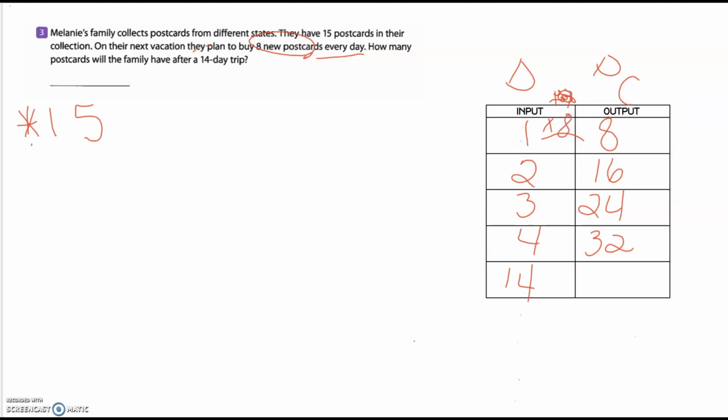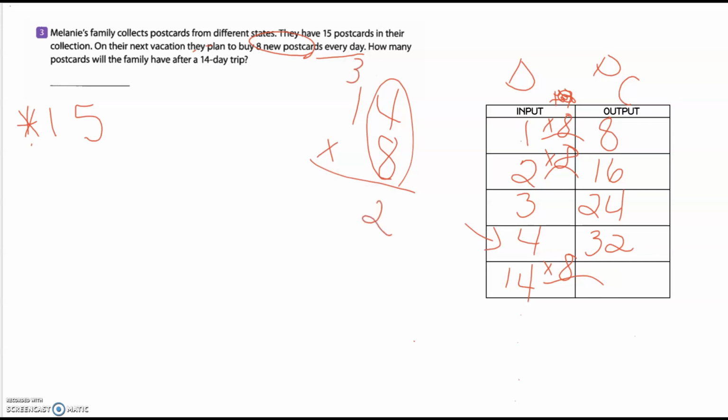1 times 8 is 8. Is 2 times 8 equal to 16? Yes. 3 times 8 equals, yes. So now I know to get here, I need to apply the rule of times 8. So I have 14. I'm going to multiply it by 8. I know that 8 times 4, I already have that right here, is 32. So I'm going to put my 2, carry my 3. 8 times 1 is 8, 9, 10, 11. So I know that I have 112.